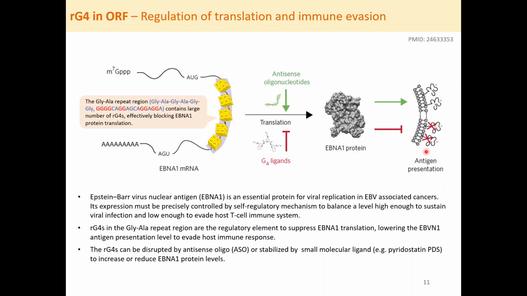The delicate balance can be broken for therapeutic applications. By using antisense oligonucleotides, ASO, targeting the rG4, the translational block can be relieved to enhance antigen presentation and antiviral immune response. Conversely, small molecule ligands such as PDS can stabilize the rG4 to further suppress EBNA1 translation and the virus. In a broader sense, beyond EBNA1 viral RNA, rG4 in other mRNAs may as well act as a molecular rheostat controlling protein synthesis.